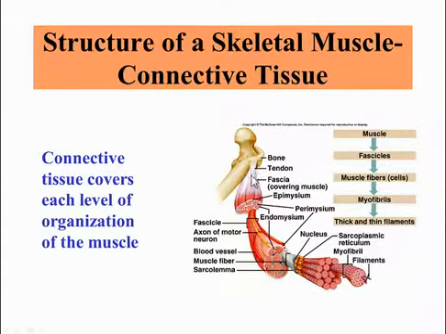And then the tendon gives rise to the covering of the muscle called the fascia. And it then gives rise to several other connective tissues that cover different parts of the muscle. So connective tissue that covers each level of organization of the muscle.